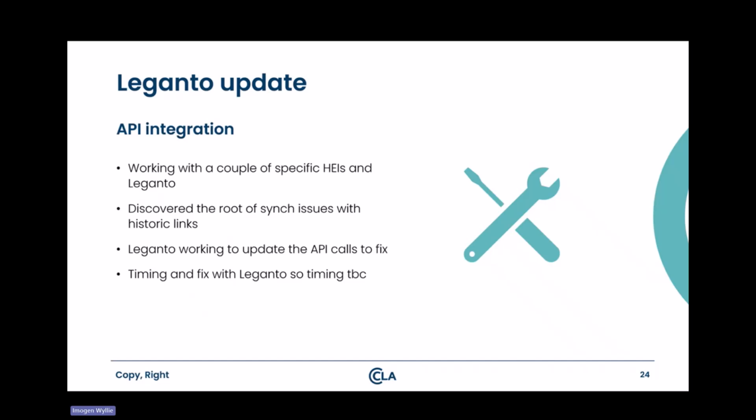We finally discovered why. Basically, Leganto are going to need to make a little tweak to their API calls and use a different API call to get the information that they need. But they now know why it's not doing what we think it should, and they're on it and will fix it. At the moment, it's fairly new. This is just from last week, so we don't have firm timing yet. But just a heads up that this is coming for Leganto users.